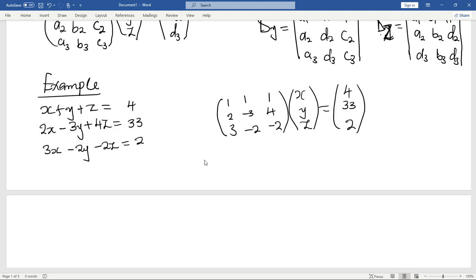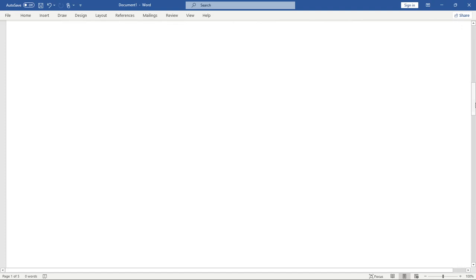So now, we know that the value of x is simply equal to dx over d. The value of y is simply dy over d. And the value for z is dz over d. Let's solve the determinant of each.